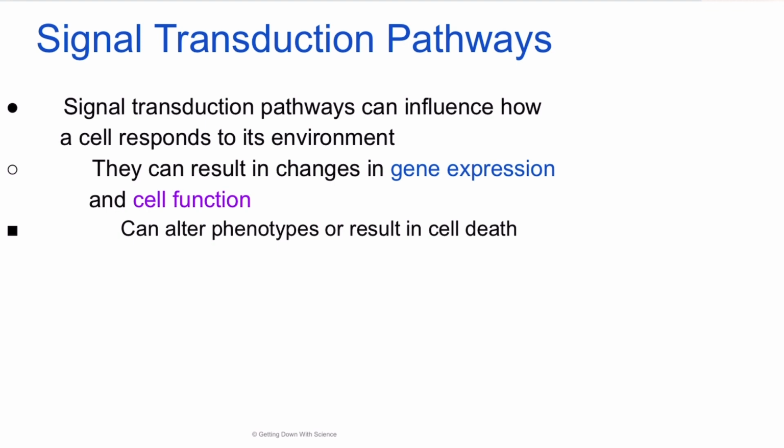So our signal transduction pathways can actually influence how a cell responds to its environment. Like we said, they can result in changes in gene expression and therefore cell function. They can alter phenotypes or result in cell death. So a cell might get a signal that's saying, hey bud, you're not quite functioning correctly, it's time to do apoptosis. And that could have been the signal that it was getting, to where it will complete apoptosis by breaking open its lysosomes and dissolving itself.